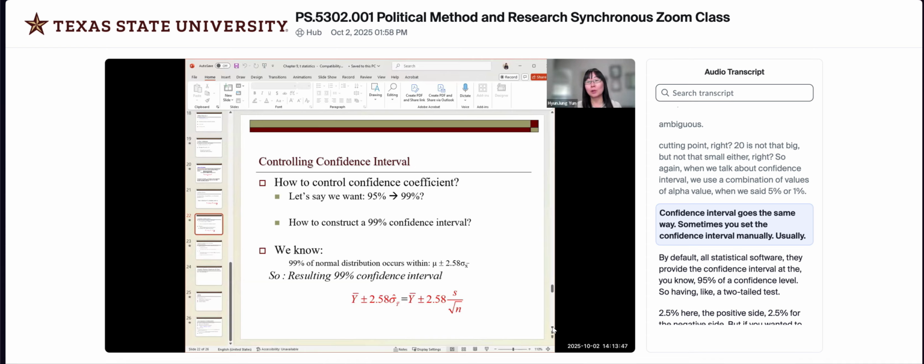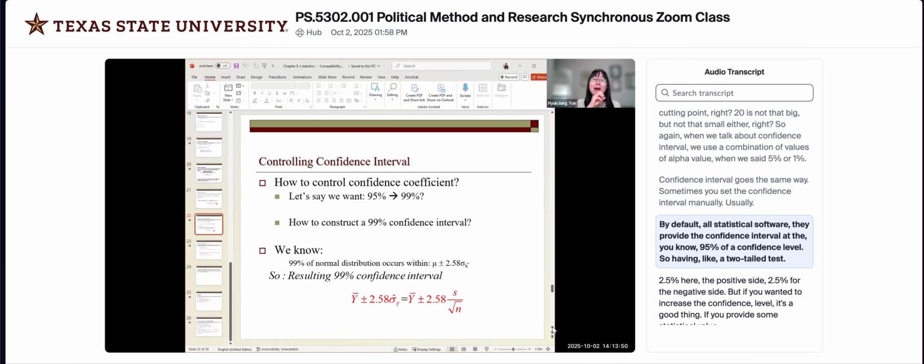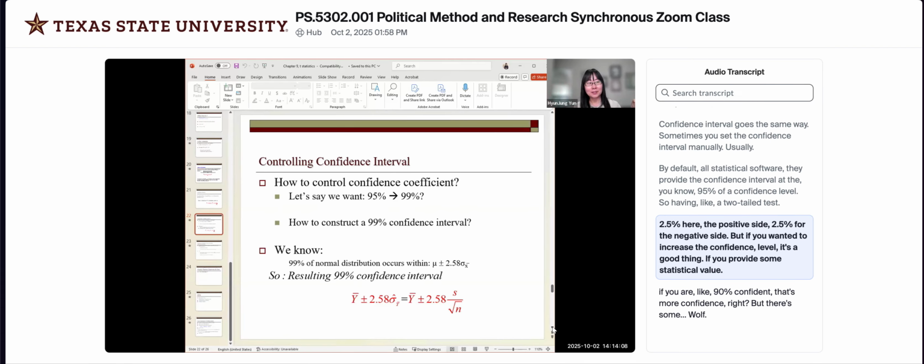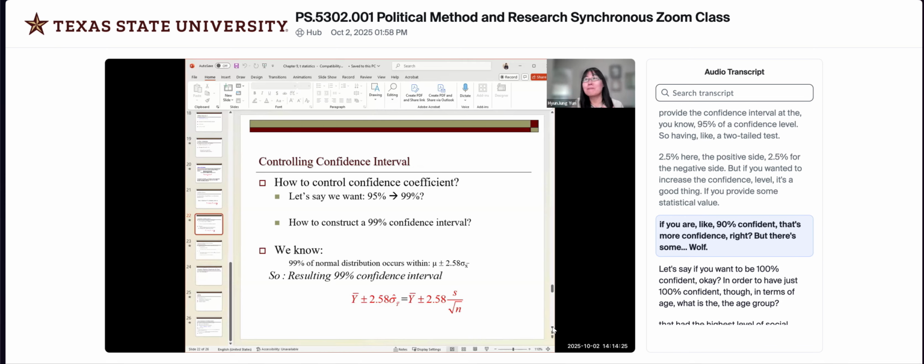Sometimes you set the confidence interval manually. Usually, by default, all statistical software provides the confidence interval at the 95% confidence level. So having a two-tail test, 2.5% here on the positive side, 2.5% on the negative side. But if you wanted to increase the confidence level, it's a good thing. If you provide some statistical value, if you are 90% confident, that's more confidence, right?